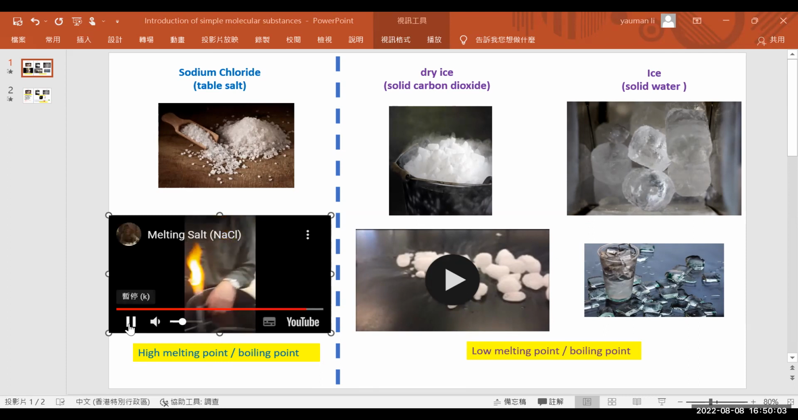Wow. So you can see it starts to melt under high temperature with your Bunsen burner. And when we look at the picture in the middle, you can see the picture of dry ice. Dry ice, which is the solid form of carbon dioxide, has an appearance similar to sodium chloride. However, if we put dry ice at room temperature, let's have a look at what will happen.